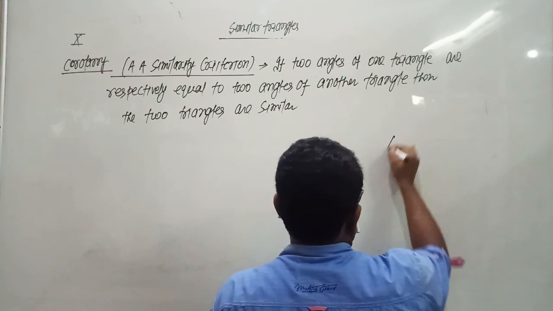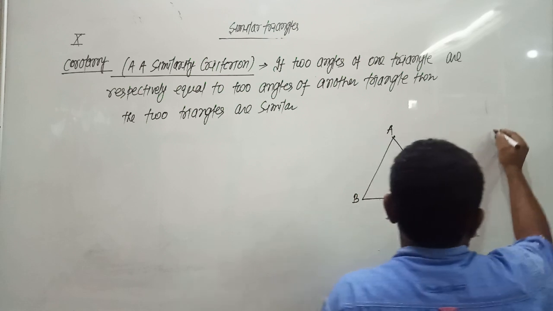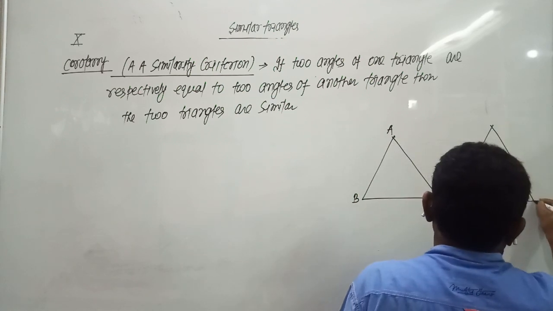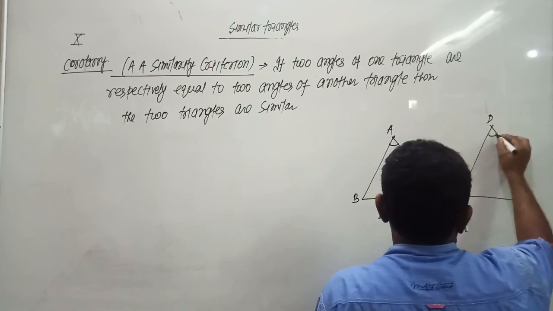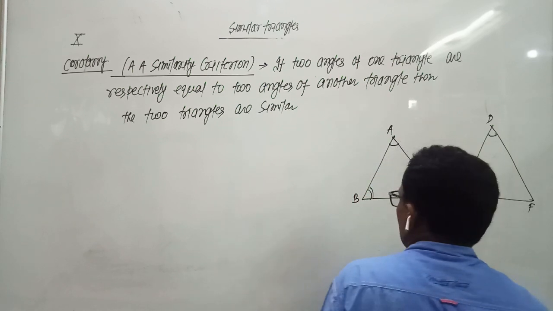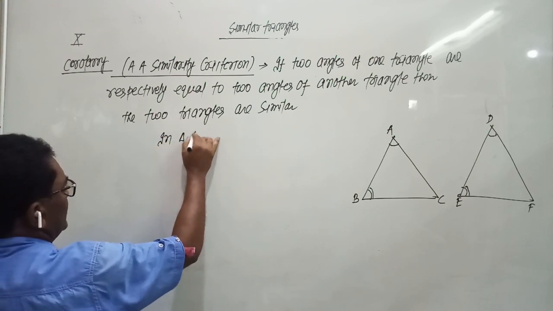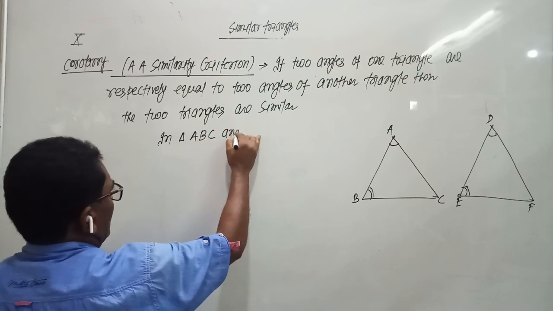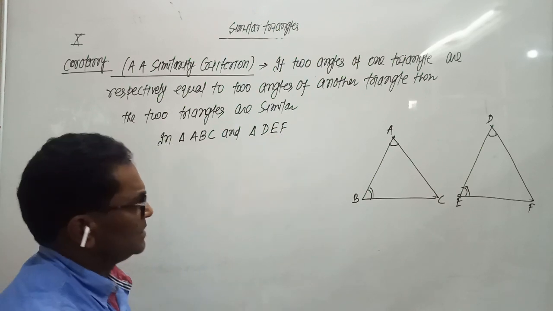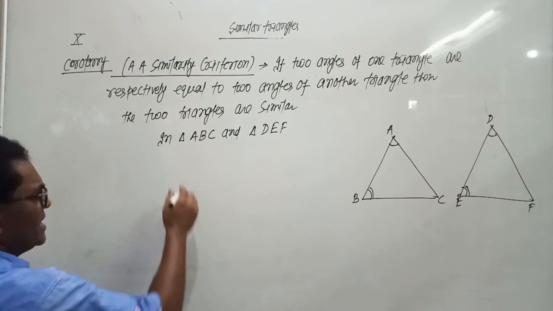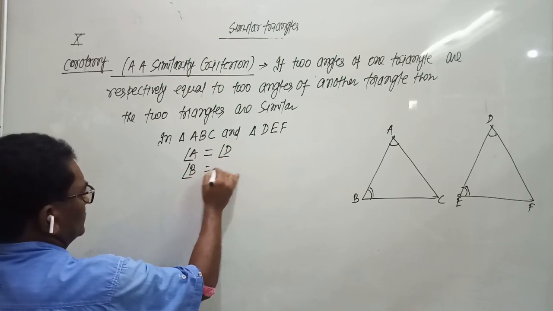Suppose there are two triangles, triangle ABC and triangle DEF, in which angle A equals angle D and angle B equals angle E.